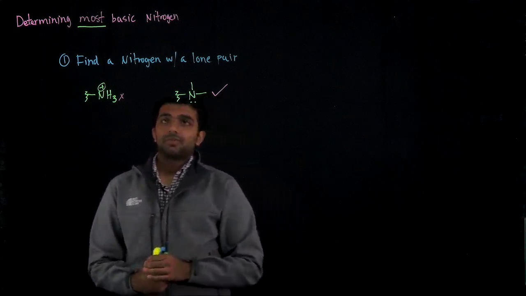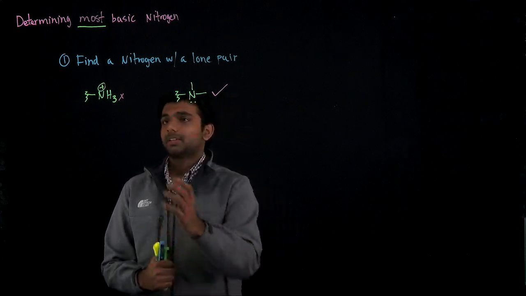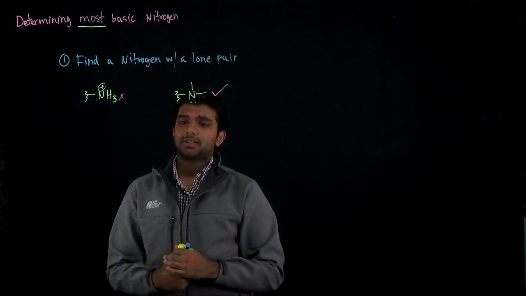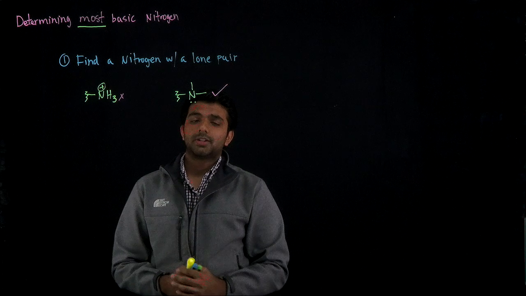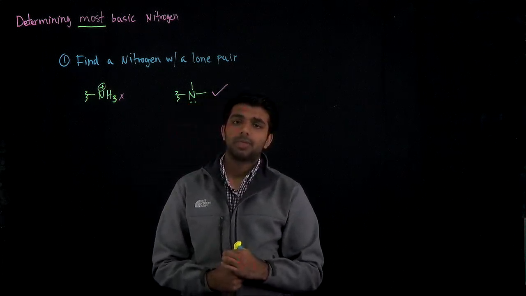And so the first rule is to find a nitrogen with a lone pair. This one might be a little obvious, but some students sometimes forget that the NH3+ doesn't have a lone pair on it. And if it doesn't have a lone pair on it, then it's not going to be able to act as a base and pick up a proton, relative to the nitrogen that's only connected to three other atoms and has a lone pair, which might be able to.